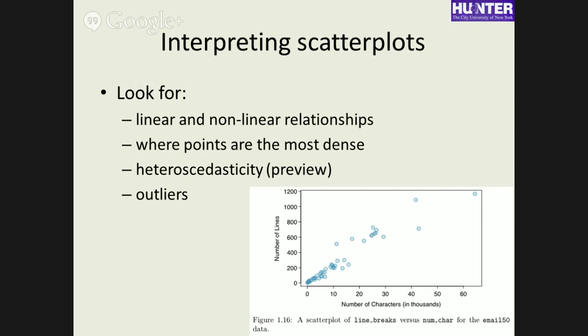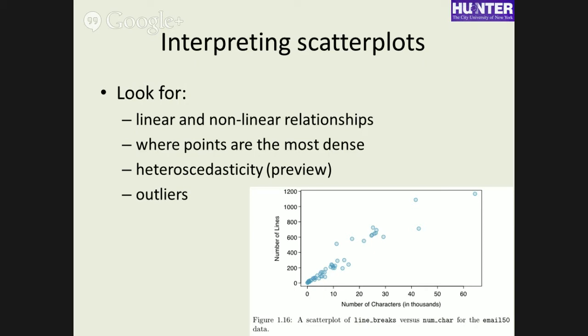heteroskedasticity, which if you look this word up in a stats wiki, it starts out by saying heteroskedasticity is a hard word to pronounce, but not a hard word to understand. This is just a preview.